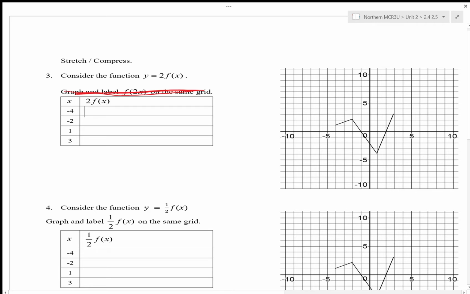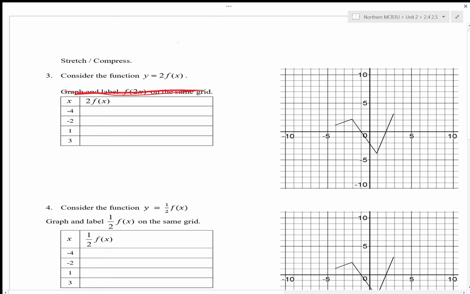Now just be really careful. Stretching vertically is easy. However, the horizontal way can be a little tricky, okay? Can be a little tricky. So be really careful with this and pay attention to this, okay? Now, let's take a look at the vertical stretch first.